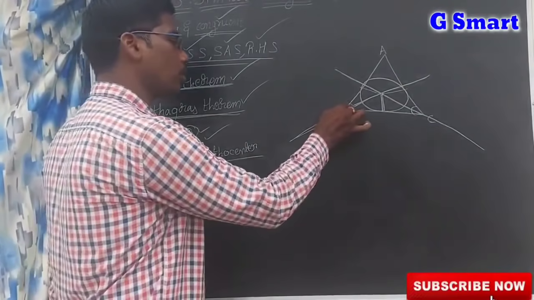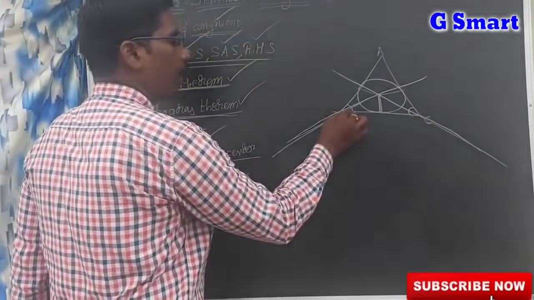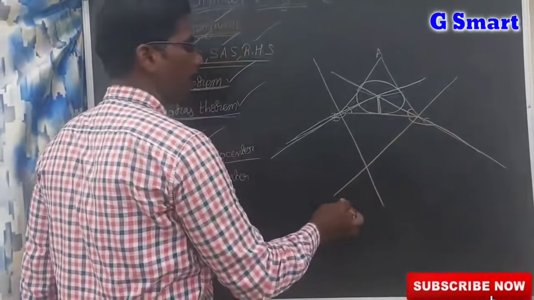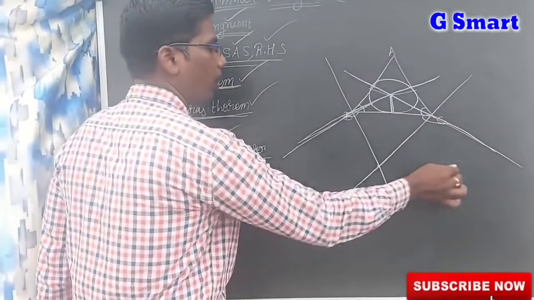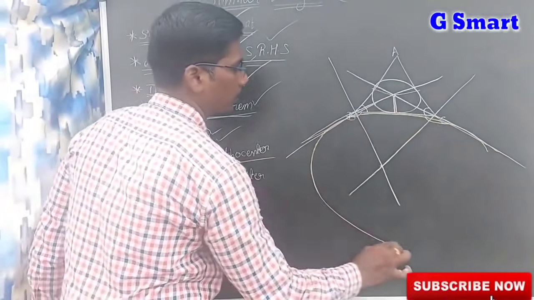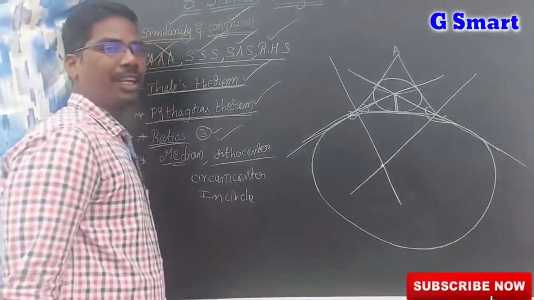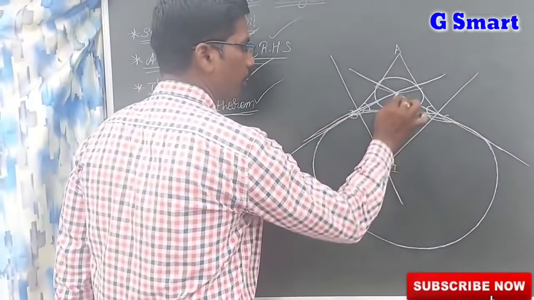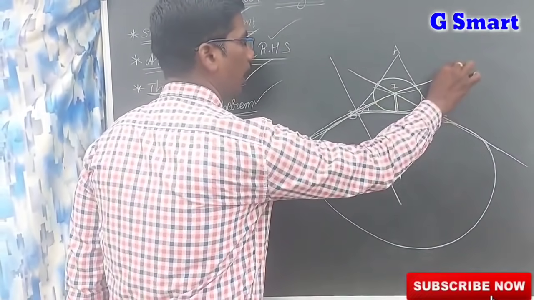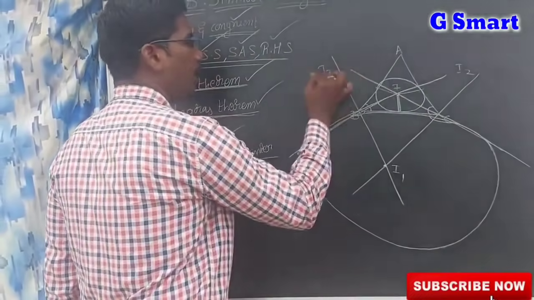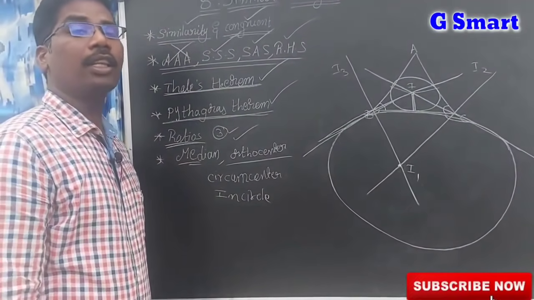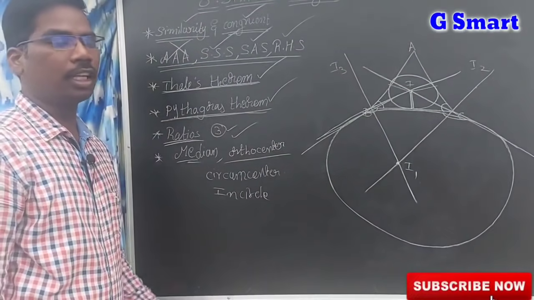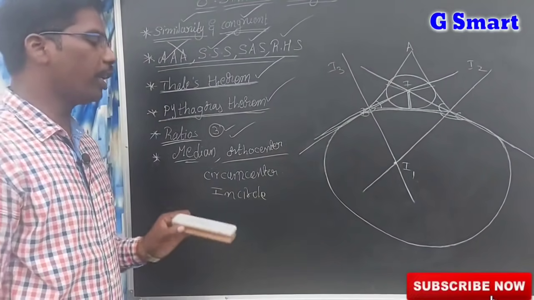So you will get excircles also. The bisectors of two exterior angles meet at the center. If you draw a circle, you will get an excircle, and this is the excenter. This is denoted by I, this is I1, this is I2, this is I3. So the incircle is only one, excircles are three, one here, one here, and one here. Excircle means outside the triangle, incircle means inside. These are very important concepts.